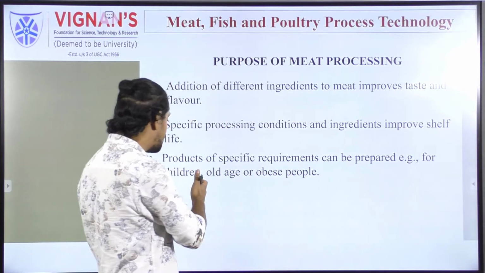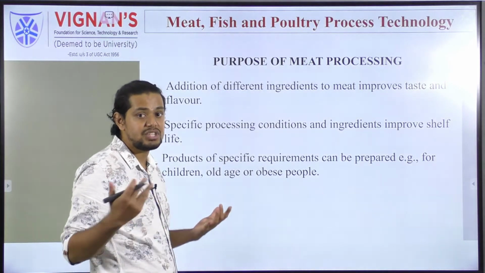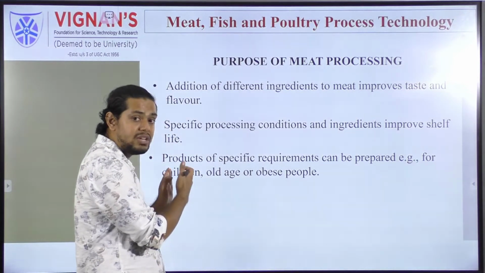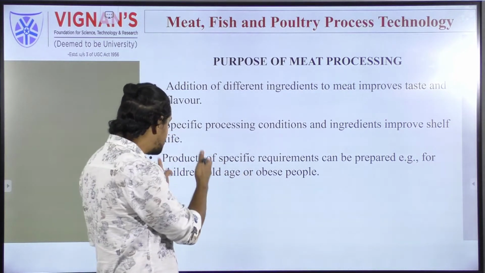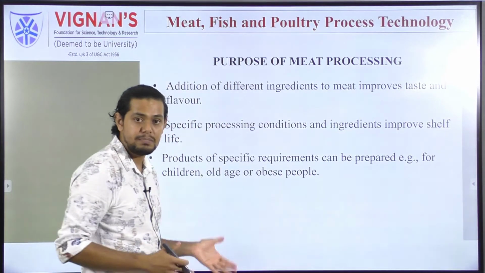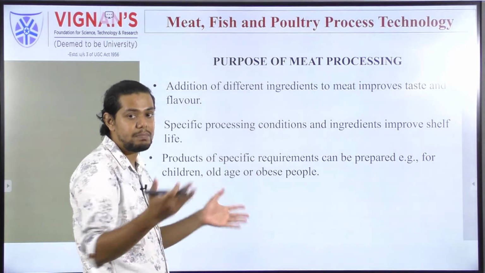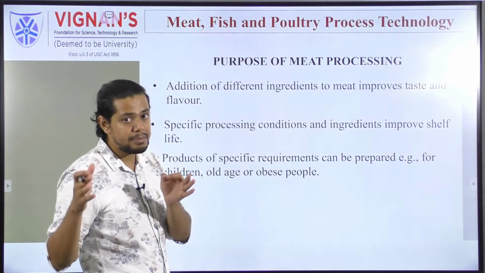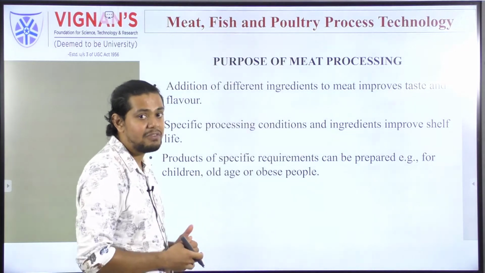Similarly, in the case of children, they require a protein rich food which in turn helps them in their growth as well as development. So we will have to create an exclusive product to meet the nutritional requirements of children, geriatric people, as well as other categories of people such as obese people or people who are extremely thin. Okay, so depending on that, we will have to prepare the product. So another purpose of meat processing would be to prepare an exclusive product to meet the demands of various categories of consumers.